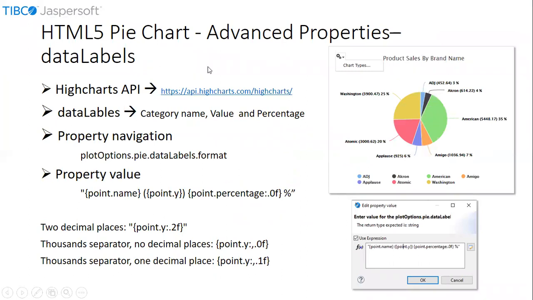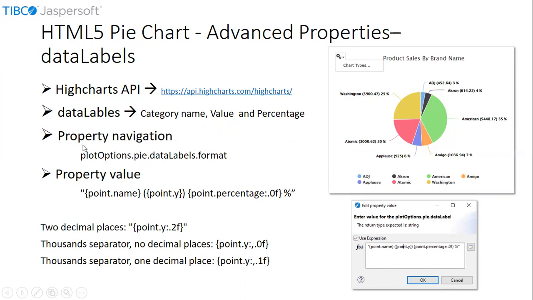So basically, this data labels includes category name, value, and percentages for the pie chart. So we need to provide this point name, point y, point percentage, then 0 property for the format. This value we have to provide for this plot options by data label format property.